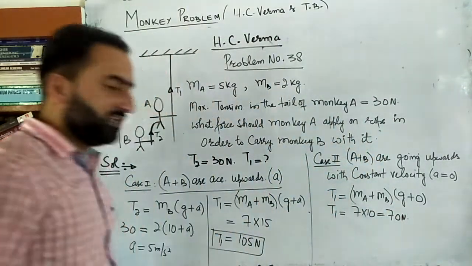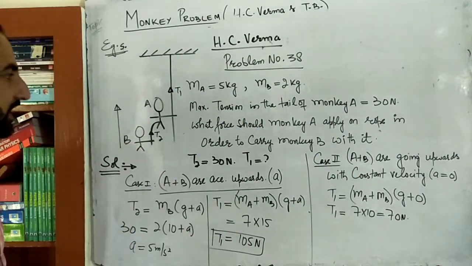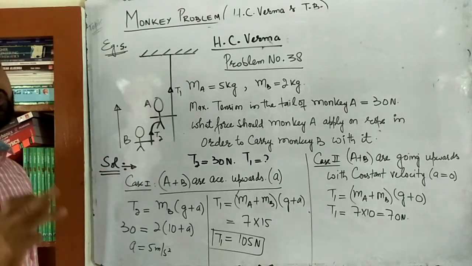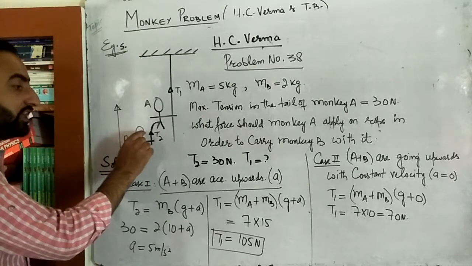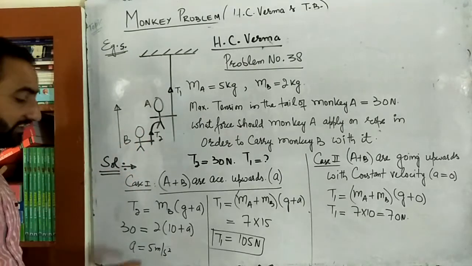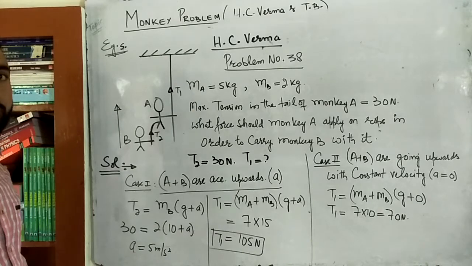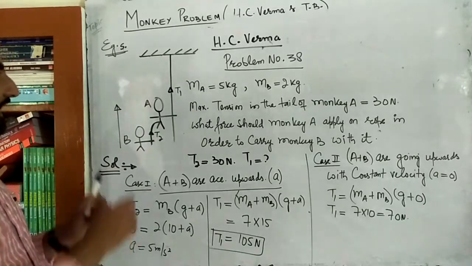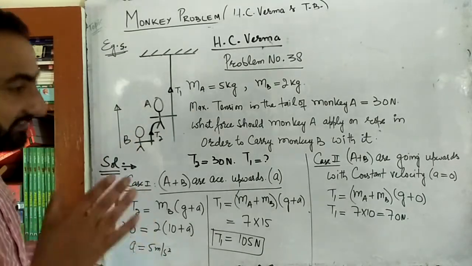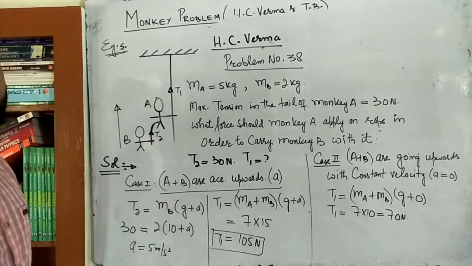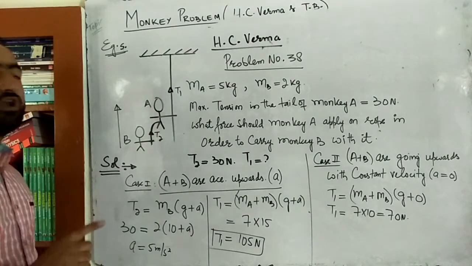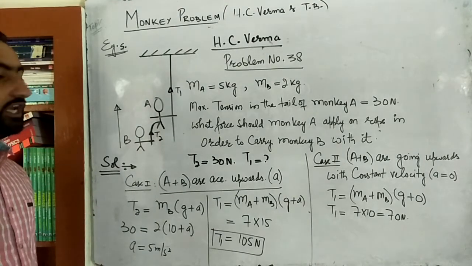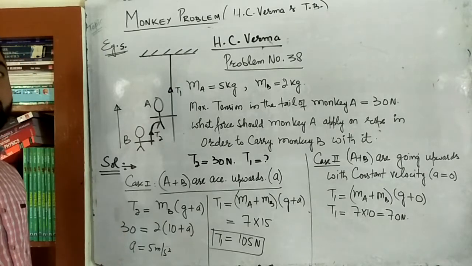That means one extreme case is that both the monkeys are moving upwards with a constant velocity, and the tension will be equal to 70 Newton. The other extreme case is when there will be maximum tension in the tail, that means both are accelerating upwards with this acceleration, and the tension comes out to 105 Newton. So the force that monkey A has to apply on the rope lies somewhere between 70 Newton and 105 Newton. If monkey A applies a force of 70 Newton on the rope, both monkeys will move upwards with a constant velocity. If it applies a force of 105 Newton, both will move upward with an acceleration of 5 meters per second square.